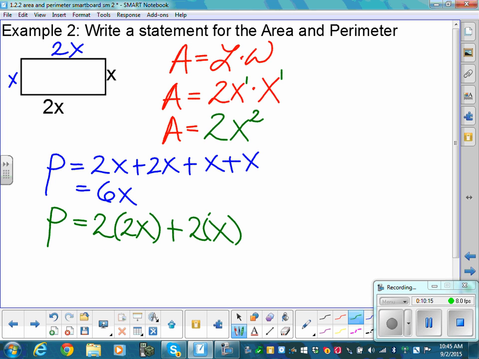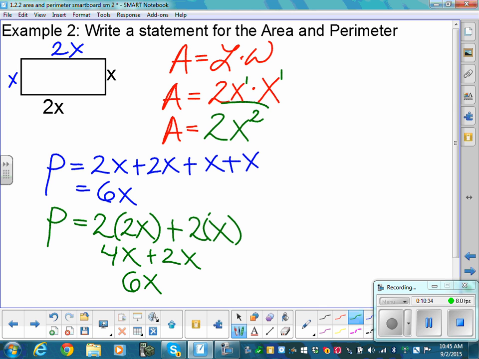What's 2 times 2x? 4x. And then we have plus, what's 2 times x? 2x. And now we can combine like terms and we get 6x. Awesome. You guys are awesome. Let's do one a little bit further. It goes a little bit deeper now.